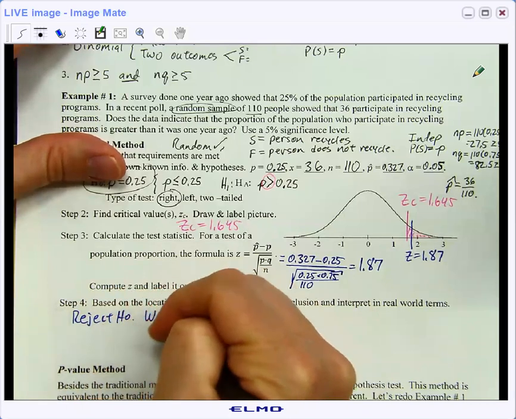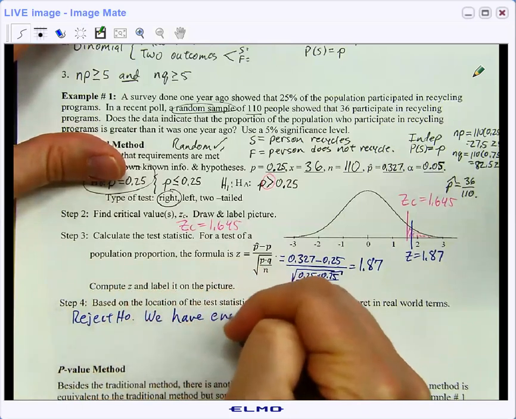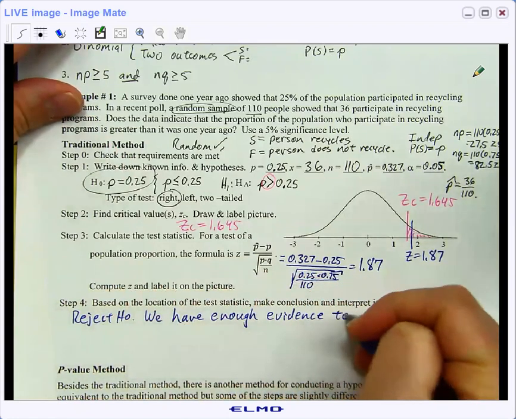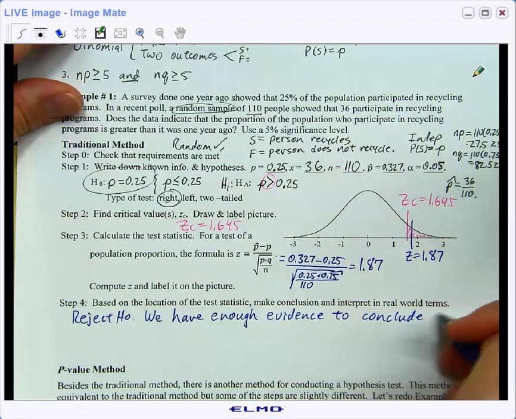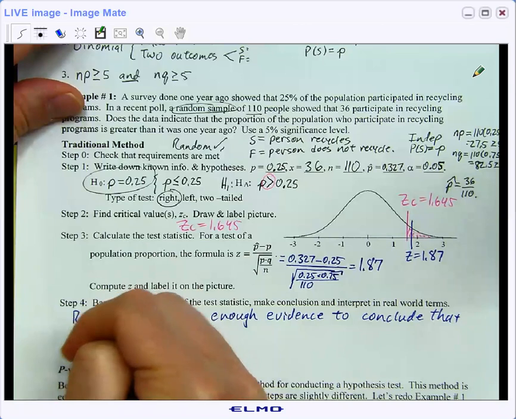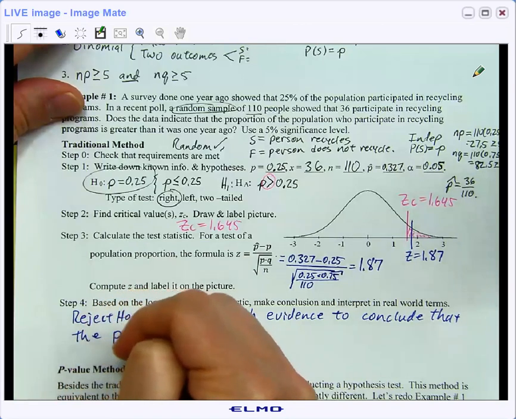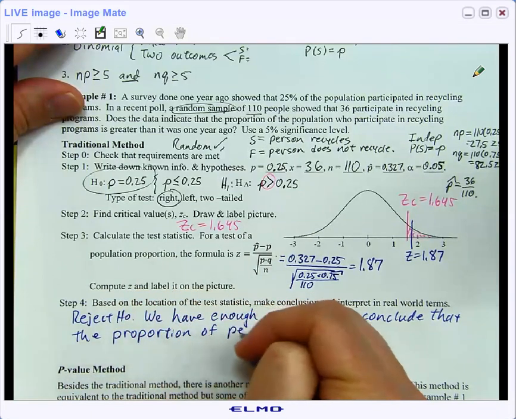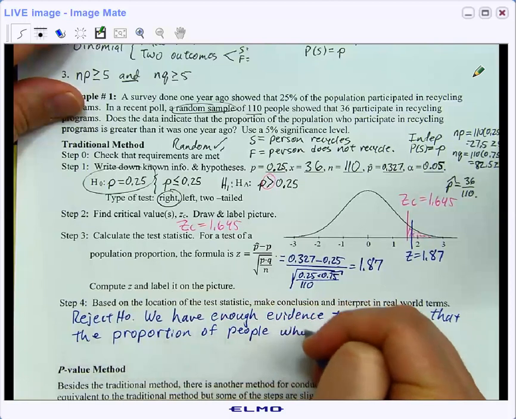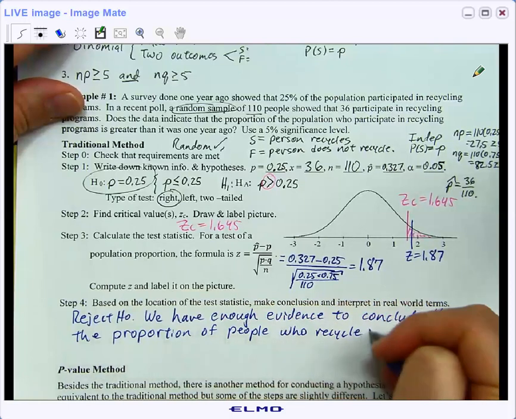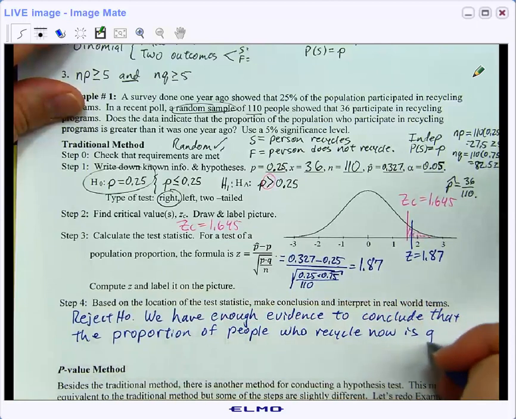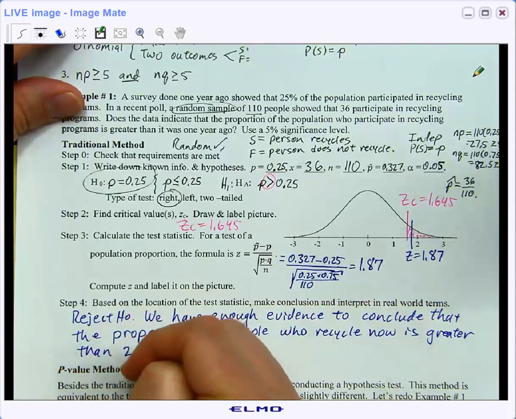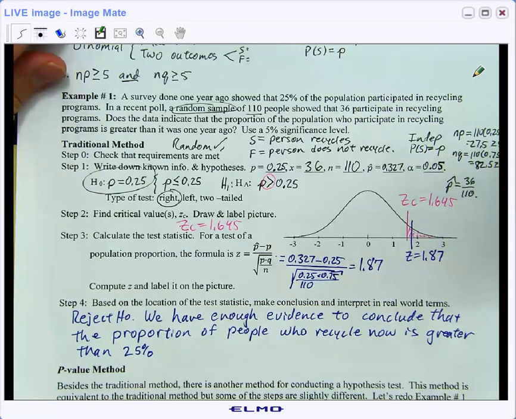Therefore, we have enough evidence to conclude that the proportion of people who recycle now is greater than 25%. Okay. And we'll pick up there with the next video.